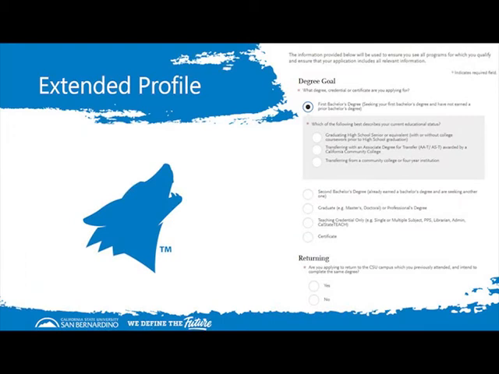If you have not yet completed a bachelor's degree, you should select the option First Bachelor's Degree. Then you will select transferring from a community college or four-year institution, unless you have completed an AST or AAT, also known as an associate's degree for transfer. If you are unsure, please contact your community college counselor for more information.